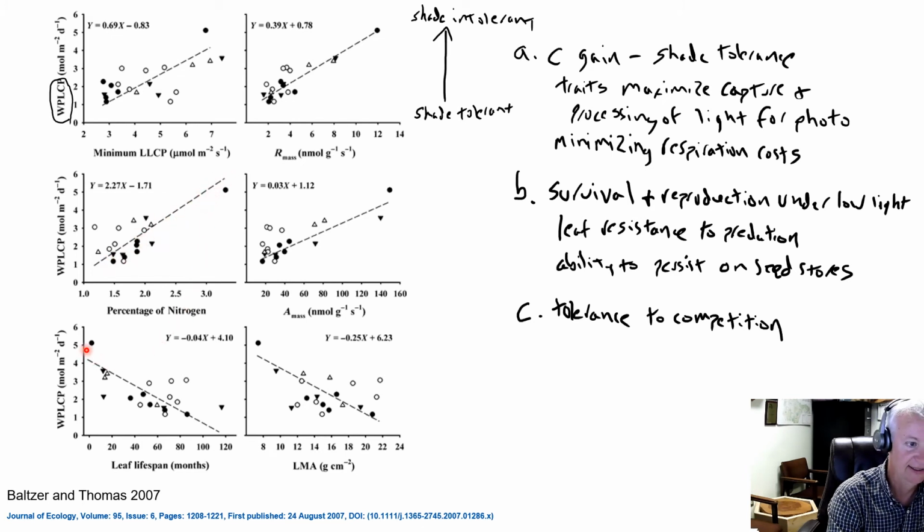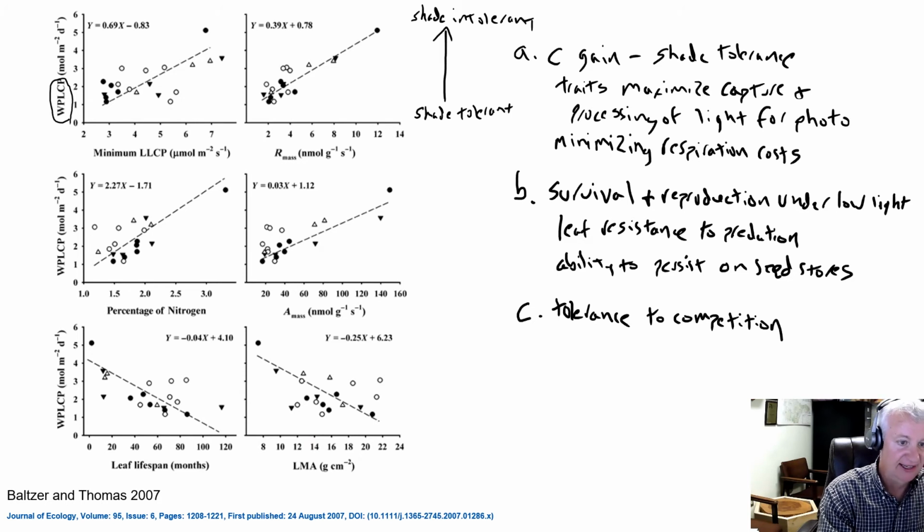On the other hand, leaf lifespan tends to increase with shade tolerance, so that shade tolerant species tend to have leaves that live longer than shade intolerant species. That's a potential adaptation to carbon gain. Leaves are difficult to produce, cost a lot of carbon, so retaining them for longer is probably a carbon benefit.